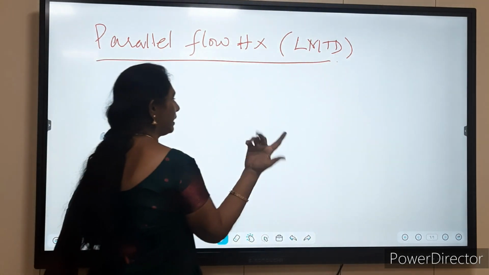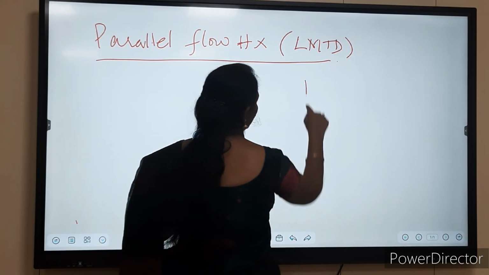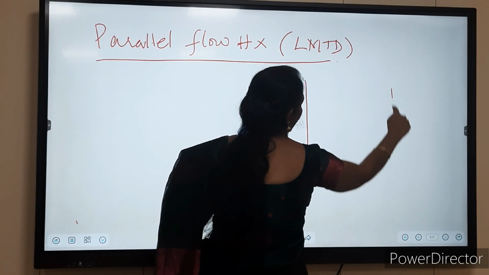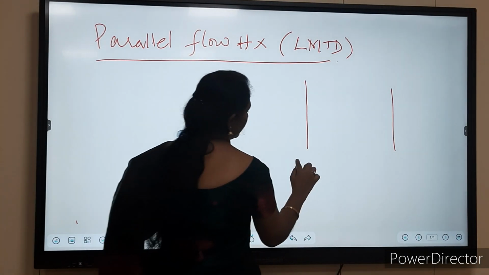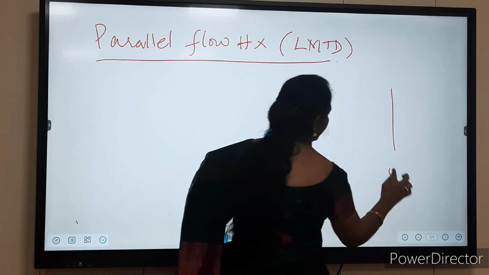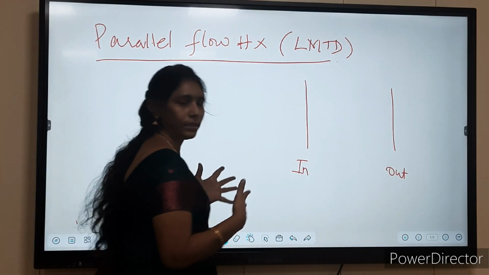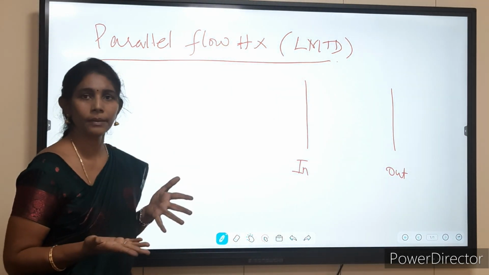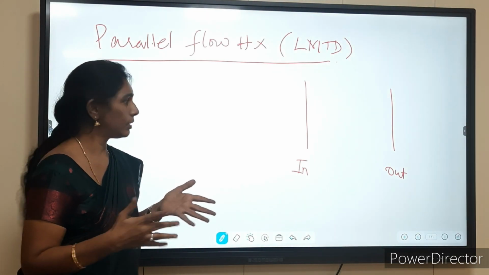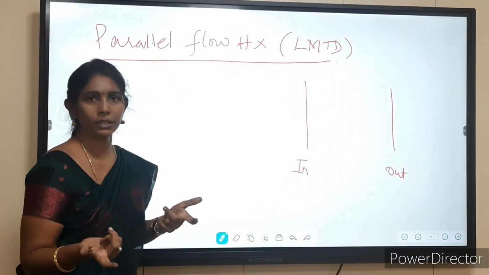Now, I'll teach you how to draw the flow diagram. So this is the inlet, and here we have the outlet. So in, and this is the out. It doesn't matter which side is the in and which side is out for a parallel flow heat exchanger. Anyways, you are going to get the same value of LMTD only.